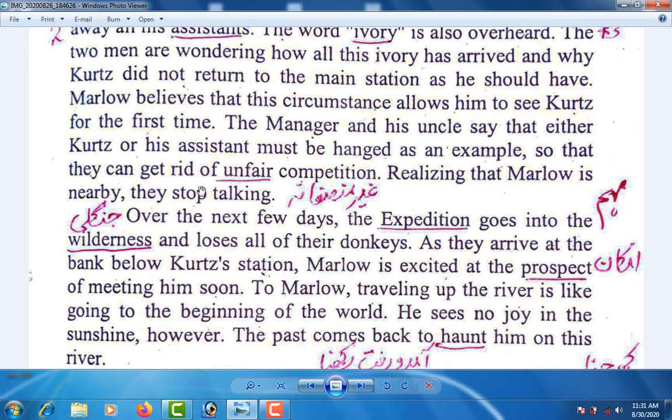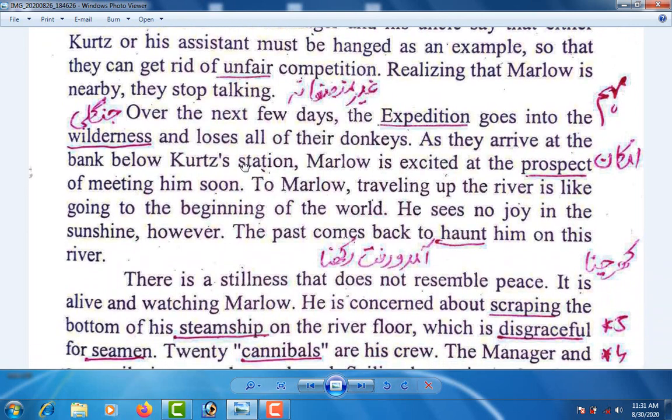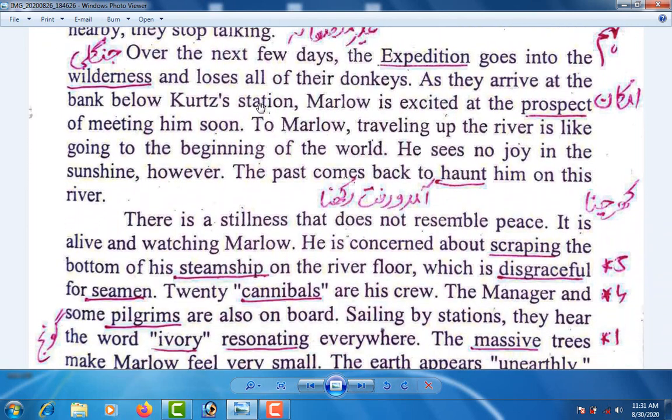Realizing that Marlow is nearby, they stop talking. Over the next few days, the expedition goes into the wilderness and loses all of their donkeys. As they arrive at the bank below Kurtz's station, Marlow is excited at the prospect of meeting him soon. To Marlow, traveling up the river is like going to the beginning of the world.